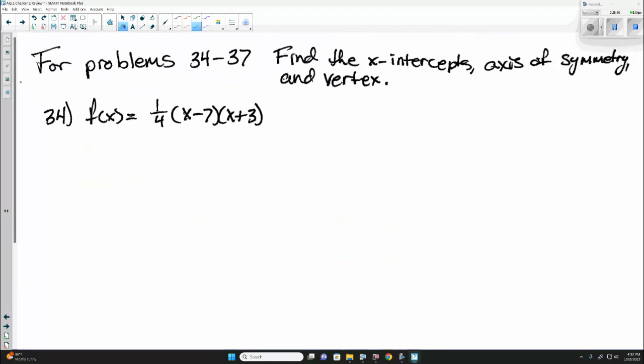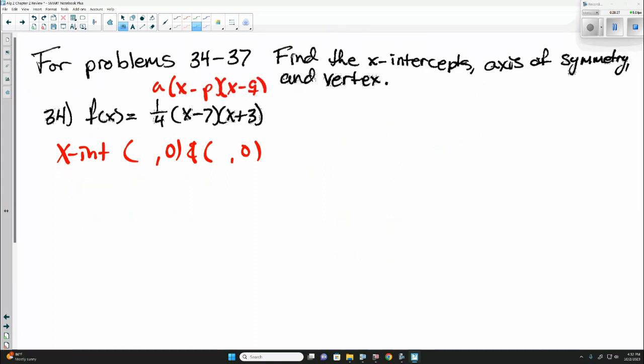34 through 37, find the x-intercepts, axis of symmetry, and vertex. Well, the x-intercepts are 2 points, and the y values of the x-intercepts are always going to be 0. And in the general form, x minus p times x minus q. So our p is lining up with our minus 7, which would just be 7 when it comes out of the parentheses. Our q in this case is lining up with our plus 3, which will come out as negative 3.